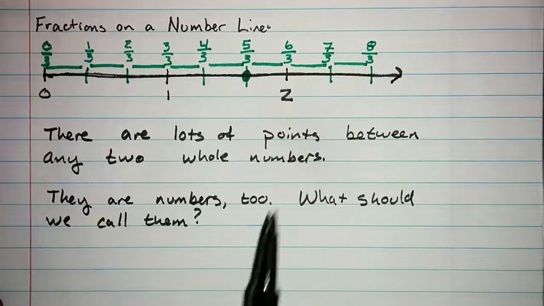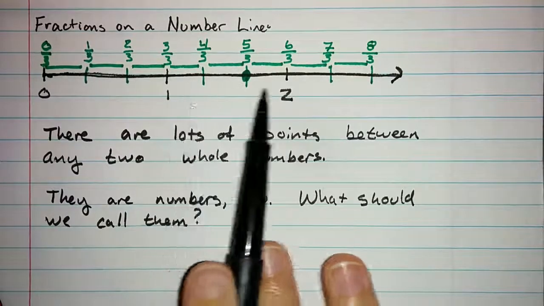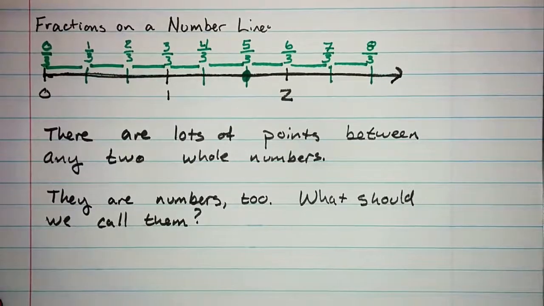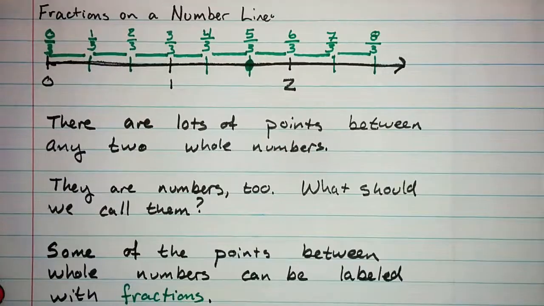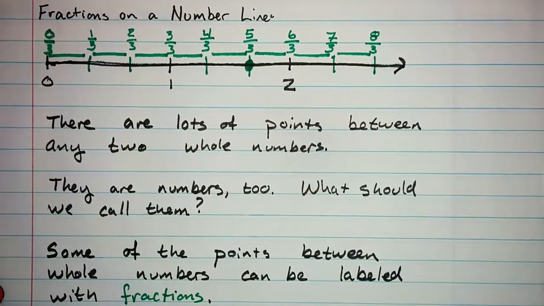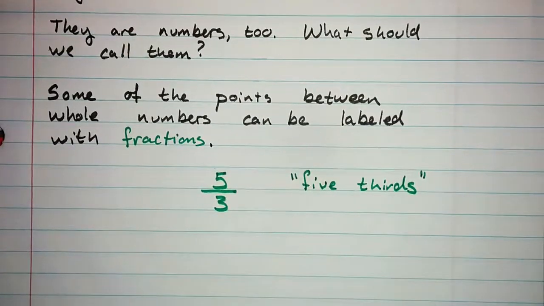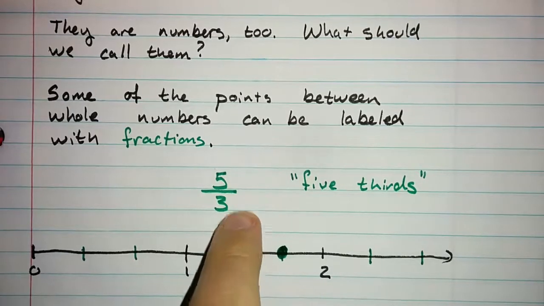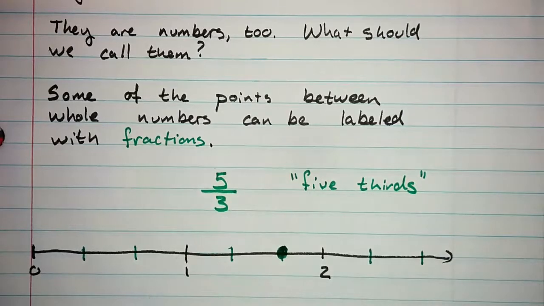Now, not every point on the number line between 1 and 2, between 0 and 1, between 2 and 3, not every point on the number line can be labeled with a fraction, but many of them can. All right, when we write this symbol, 5/3, as we said, this symbol represents this point on the number line. How have we written this? We've written this using 2 numerals with a fraction bar between them.